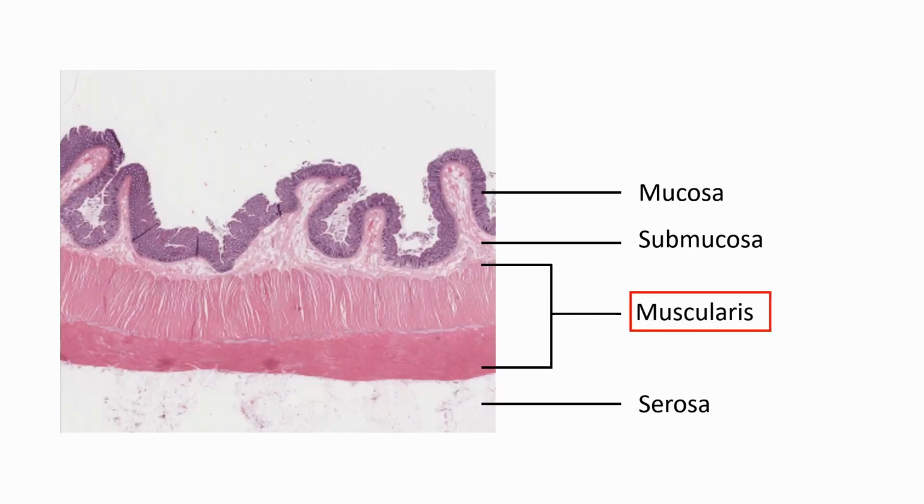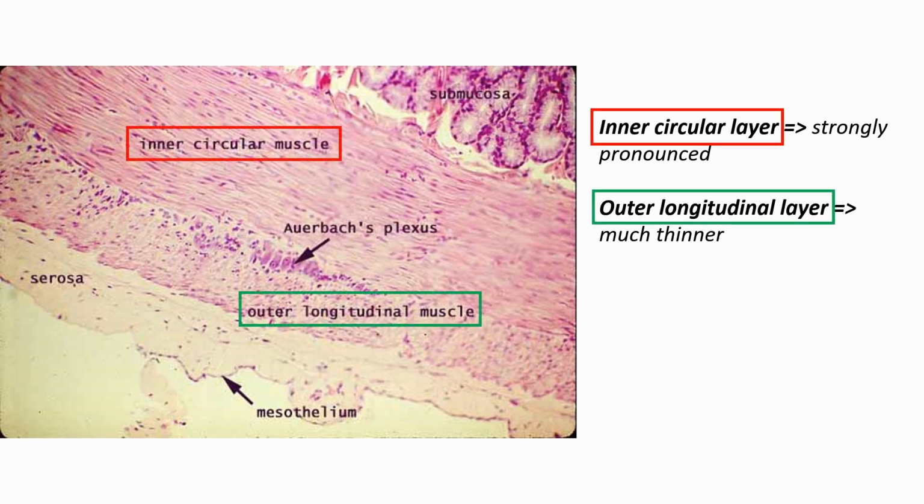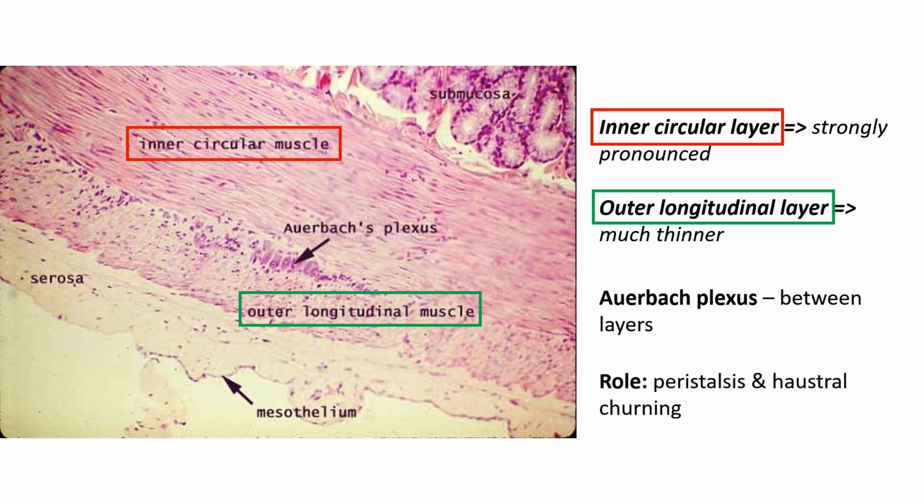Then we have the muscularis layers, which involve an inner circular layer and an outer longitudinal layer. The inner circular layer is much more dominant, whereas the outer layer is much thinner. In between these layers, you will find the Auerbach plexus, and the role of this entire layer is peristalsis, haustral churning, and mass contractions during defecation. The majority of the force generated comes from the inner circular layer. Finally, we have the serosal layer, which is composed of fibrous tissue and cuboidal mesothelial cells.